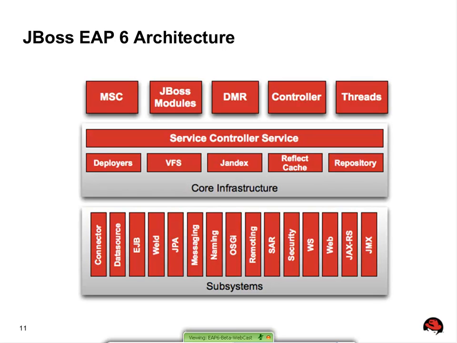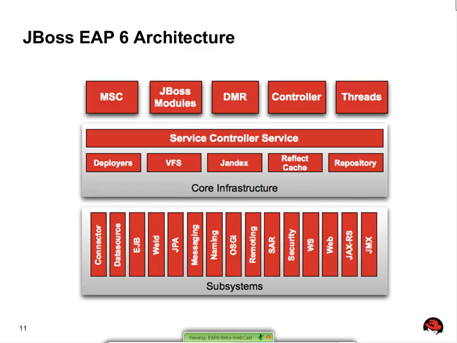The MSC, the modular service container, is a parallel finite state machine that manages dependencies between services. It understands when it can load services in parallel using the module system. Very, very powerful. DMR, the dynamic model representation, is essentially the core management API that all of the other management interfaces use. It's a very flexible dynamically typed API, so it allows a high degree of compatibility across releases, ensuring that those management APIs stay stable across releases.